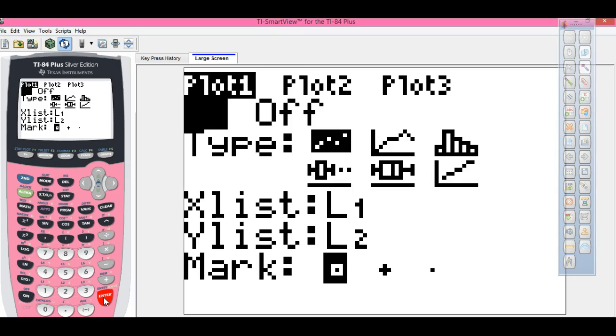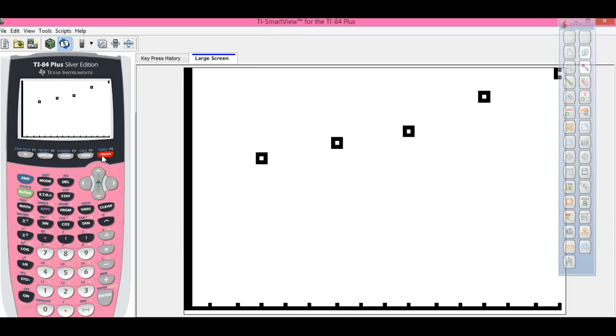Okay, well, just a minute. So let's take a look. We want the scatter plot, right? So we want this. Did we use list 1 and list 2? Yep. And then this is what our marks are going to look like. And I like these guys. So we're good there. So now what do we hit? Graph. Boom.